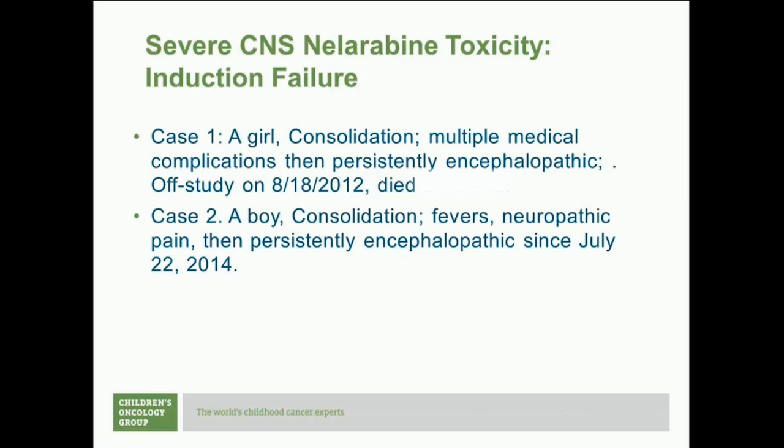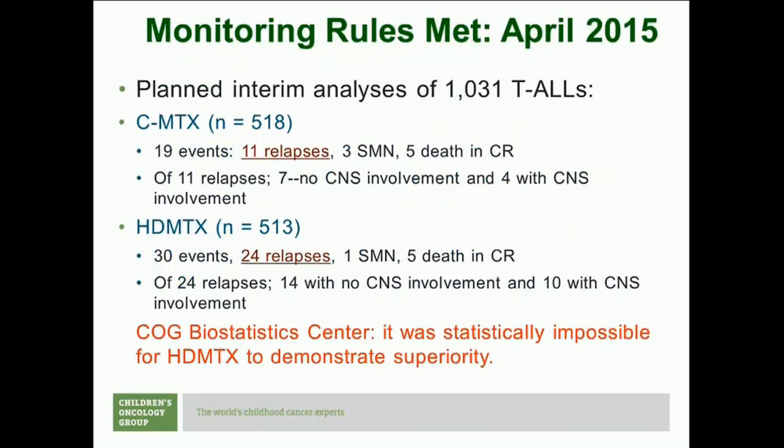Case 2 was a young boy, also received this in consolidation, had fevers, neuropathic pain, and then was persistently encephalopathic since July 2014 without a lot of neurologic recovery. So we had 2 cases of the severe neurotoxicity that we were seeing that had been described previously.